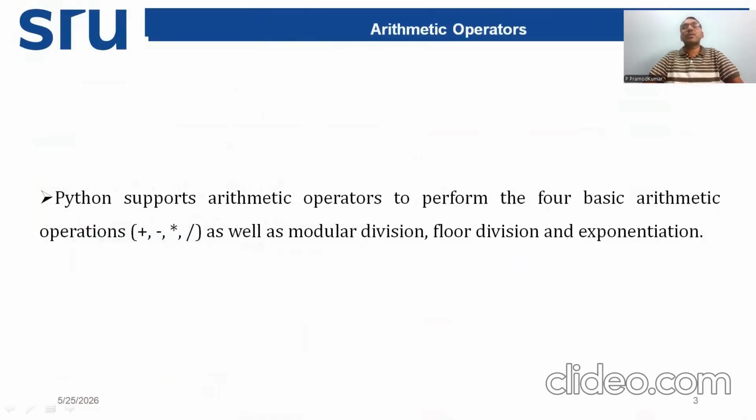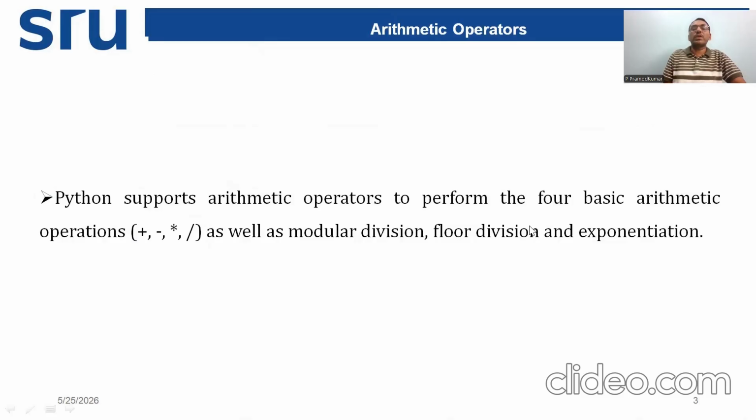Next is arithmetic operators. What is an arithmetic operator? Generally, arithmetic operators are the operators which perform basic mathematical operations like plus, that is addition, minus, that is subtraction, multiplication, and division. In addition to these four mathematical operations, Python supports three more arithmetic operators. Those are modulo division, floor division, and exponentiation. So these are the three additional. Altogether, Python supports seven symbols which perform arithmetic operations.